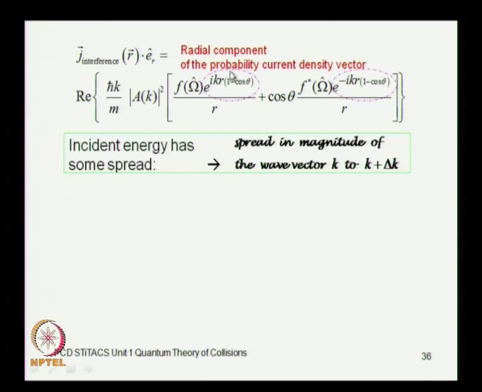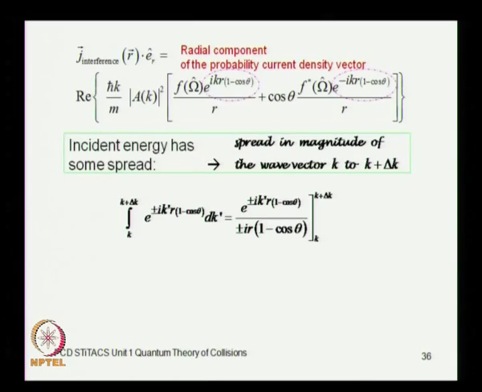Now, when you have this spread, look at these two terms, this is where k appears, this is e to the i k r (1 minus cos theta), here you have got e to the minus i k r (1 minus cos theta). These are the terms where you are having k, and this k is not unique anymore, these terms will have to be integrated from k to k plus delta k, because there will be corresponding contribution from every value of k in that range.